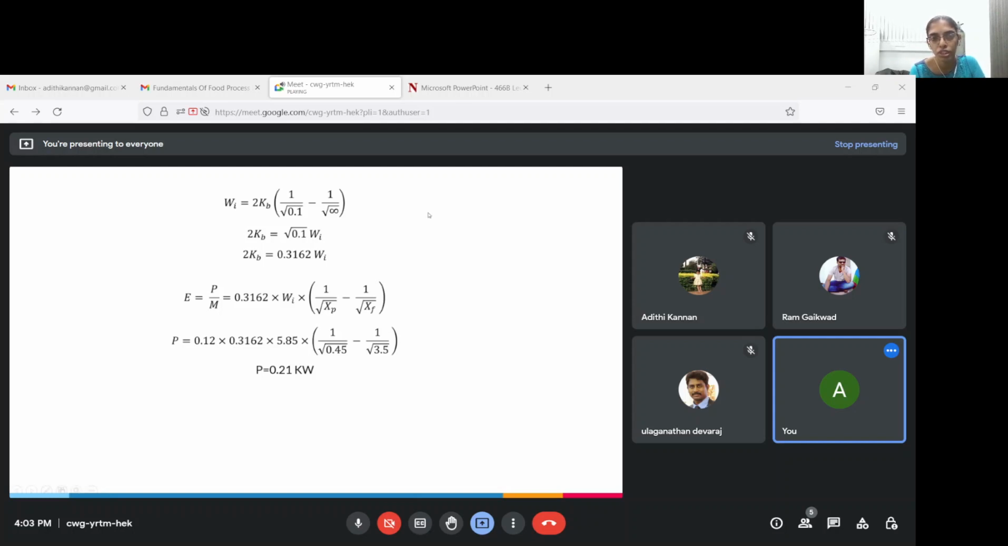A very similar question is also there in the current assignment, where instead of work index, they'll give you the total Bond's energy constant itself. So from there you can calculate what is the power required. So the answer to this question is option D. Any doubt on how to derive the formula or how these equations came?